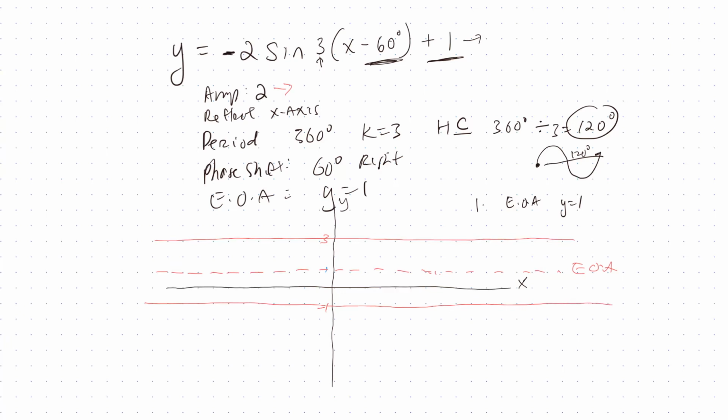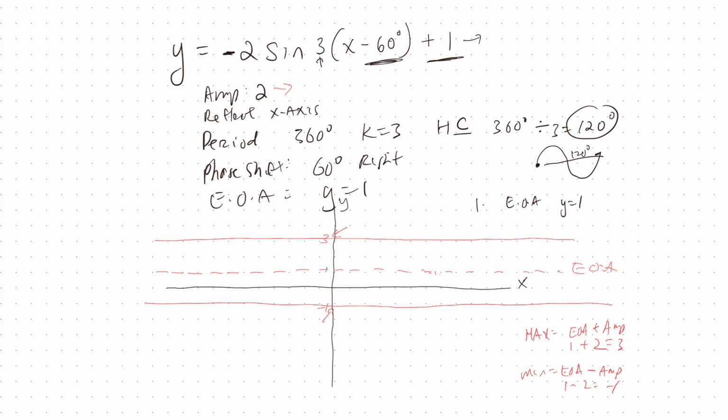And for those that like to see calculations, I'll put on here at the bottom, the maximum is the EOA plus the amplitude. The minimum is the EOA minus the amplitude, because you're going to go below that line. In our case, it's going to be 1 plus 2, which gives me 3, which is the maximum over here. And we have 1 minus 2, which equals -1, which is the minimum over here. So the graph is pretty much set vertically, up and down.